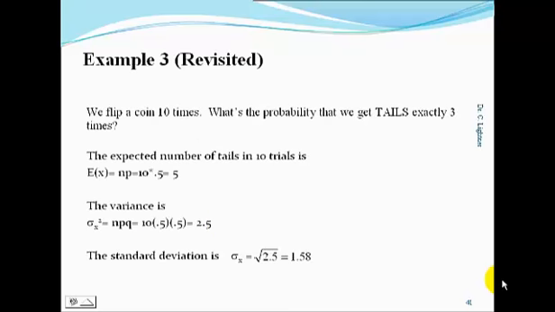Revisiting example 3, when we flipped the coin 10 times and wanted to know the probability that we get tails exactly 3 times, we can easily determine the expected number of tails in 10 trials. That expected number is equal to n times p. Our n value is 10, and the probability of getting a tails is 0.5. Therefore, the expected number of tails is n times p, or 10 times 0.5, which equals 5. So in 10 flips of the coin, we should expect to get tails exactly 5 times.